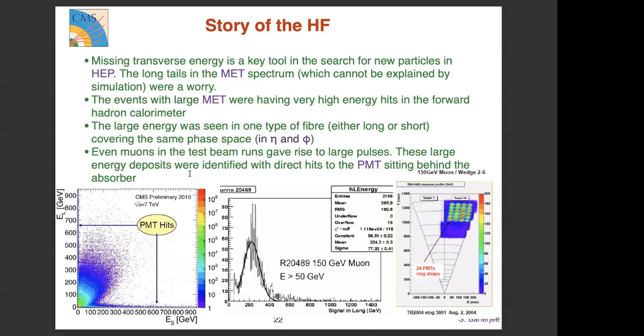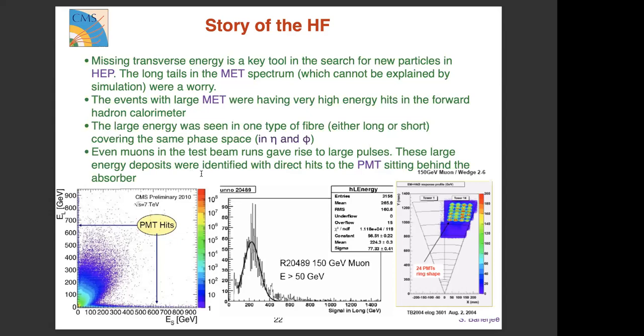And this large energy was seen in one type of fiber. In HF, we have the same eta phi covered by two types of fibers. One is called long fibers, the other is called short fibers, to distinguish the electromagnetic component. Now, we are seeing this thing in either long or short, but not in both. Again, test beams saw this thing, when muons in the test beam gave rise to large pulses.